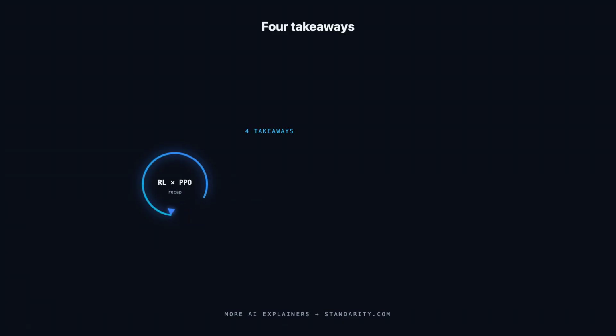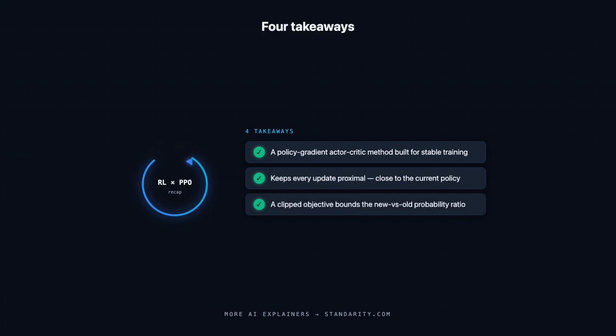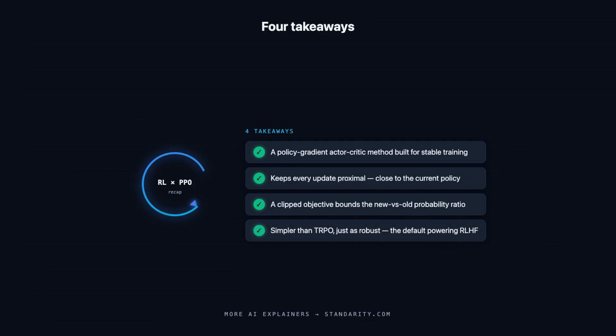Alright, let's nail down the essentials on PPO. PPO is a policy gradient, actor-critic method from OpenAI whose entire purpose is keeping reinforcement learning training stable. It keeps every update proximal, close to the current policy, so no single step can push the agent into a region it can't recover from. The mechanism is a clipped objective. Bound the ratio between new and old action probabilities, and the update can't move too far at once. Simpler than trust region methods, yet just as robust, PPO became the default that powers RLHF.